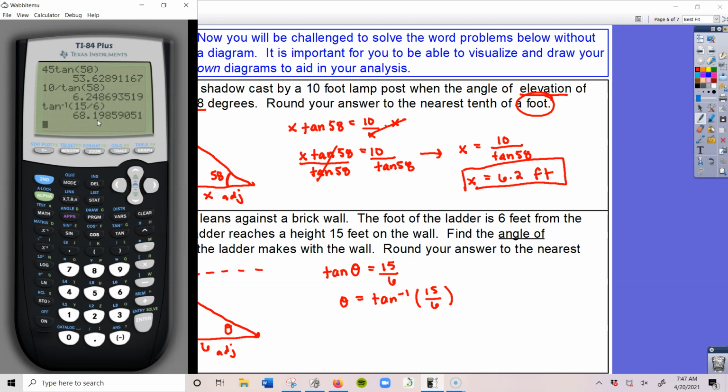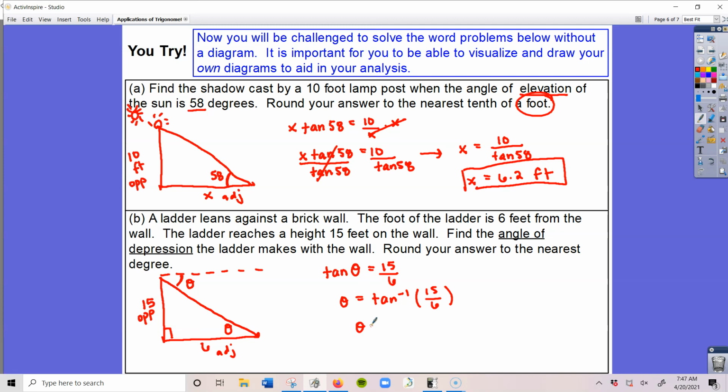And we get here 68.19, which it says to round to the nearest degree, so theta is going to equal 68 degrees. And this would be my final answer.